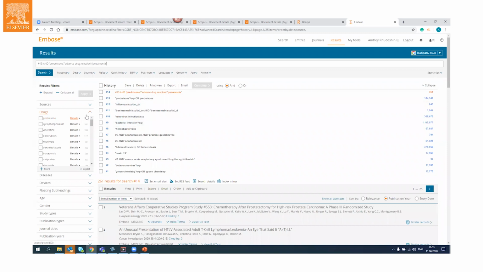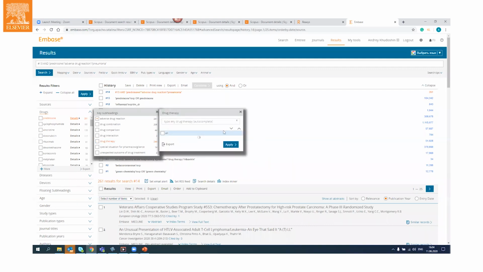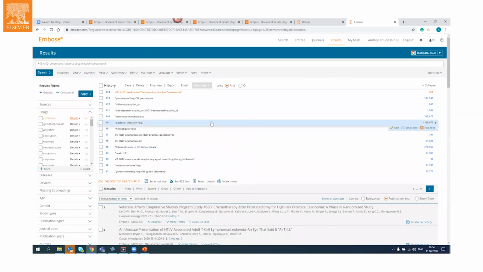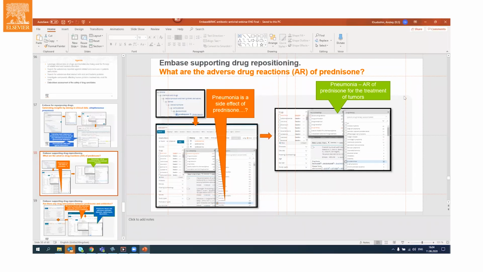And if you go to these articles, we can see with the subheading drug therapy against which diseases prednisone was used there. And as you see, here prednisone was mainly used against some lymphomas. So maybe it makes sense and has logic to use prednisone even against pneumonia, but you should be careful if the patient has some myelomas or tumors.